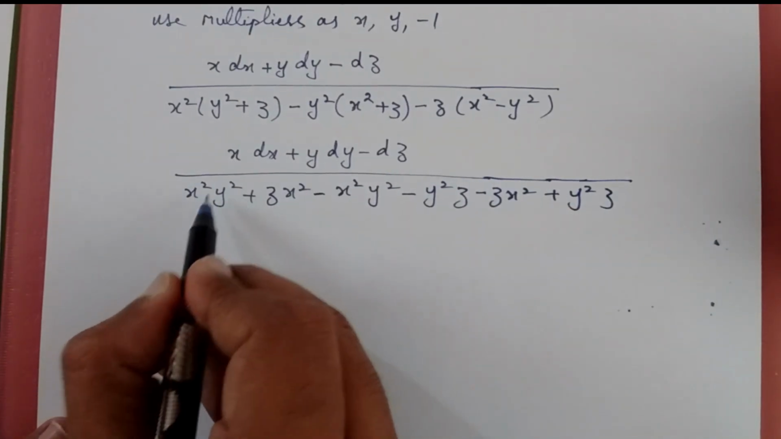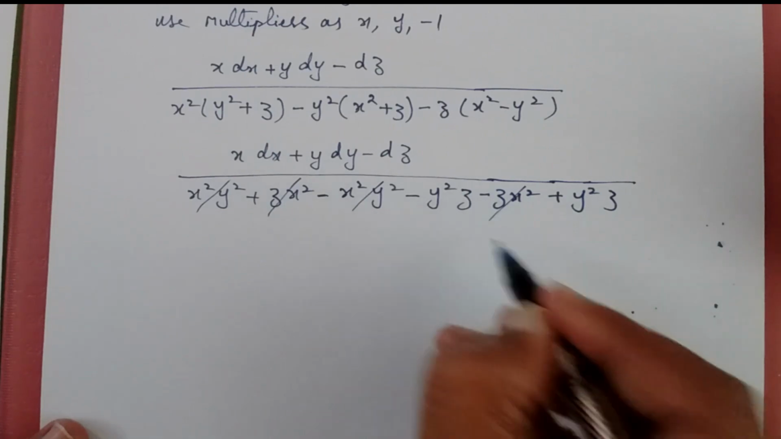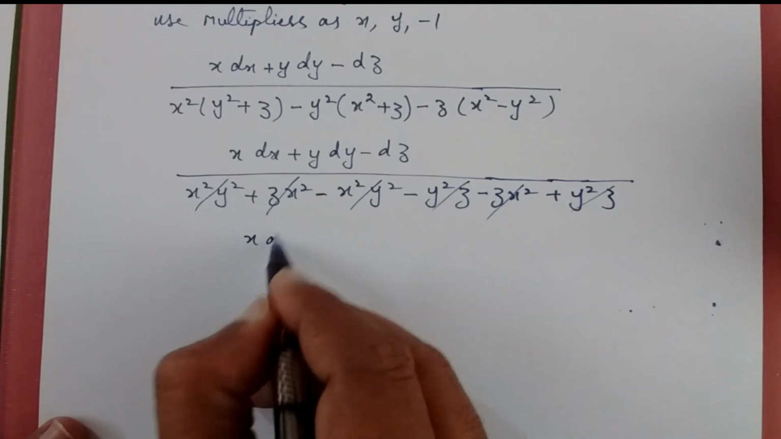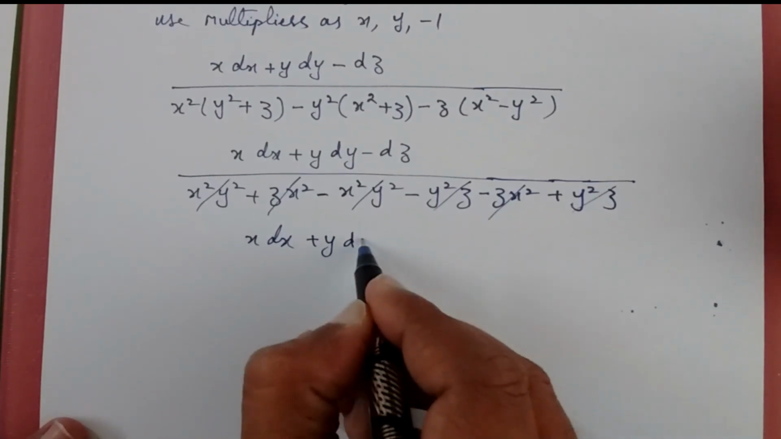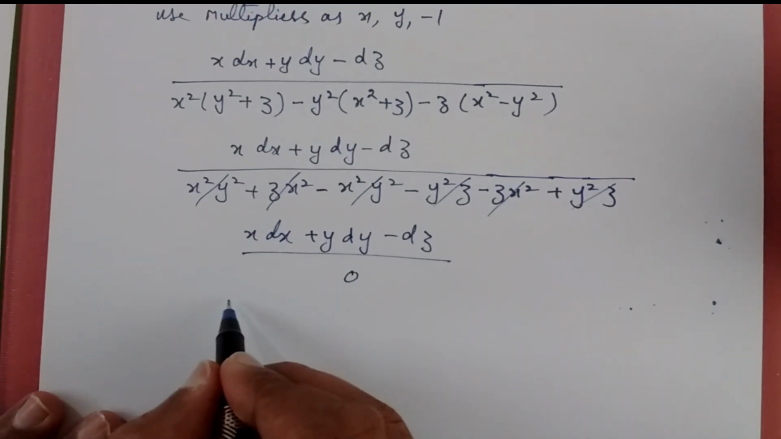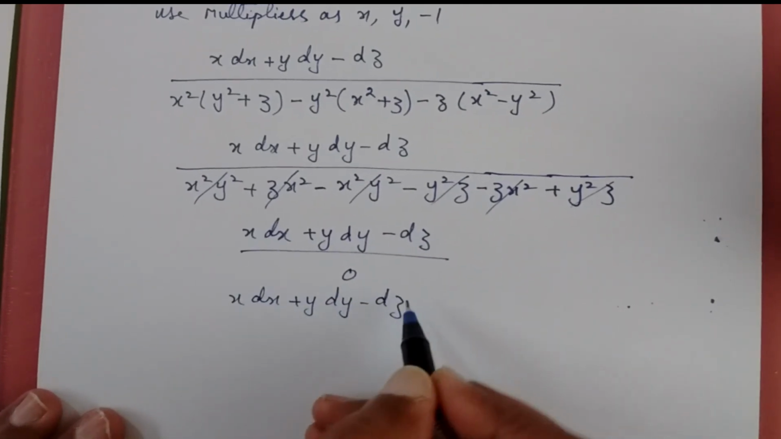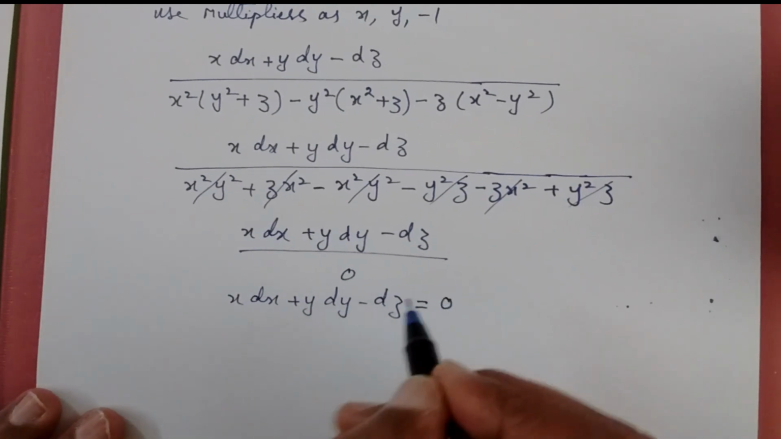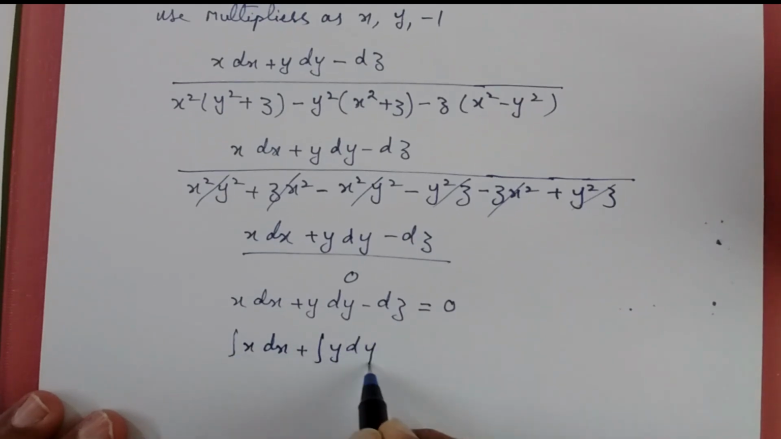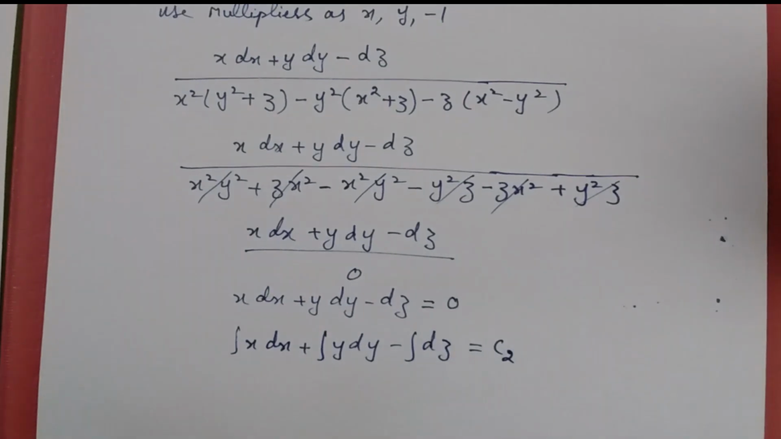So now plus x square y square minus x square y square will cancel out. This plus zx square minus zx square will cancel out. Plus y square z minus y square z will cancel out. So you have x dx plus y dy minus of dz whole divided by, the denominator will be equal to 0. So hence x dx plus y dy minus dz comes out to be equal to 0. You just integrate it. It's integral of x dx plus integral of y dy minus integral of dz is equal to, the constant of integration will be c2.